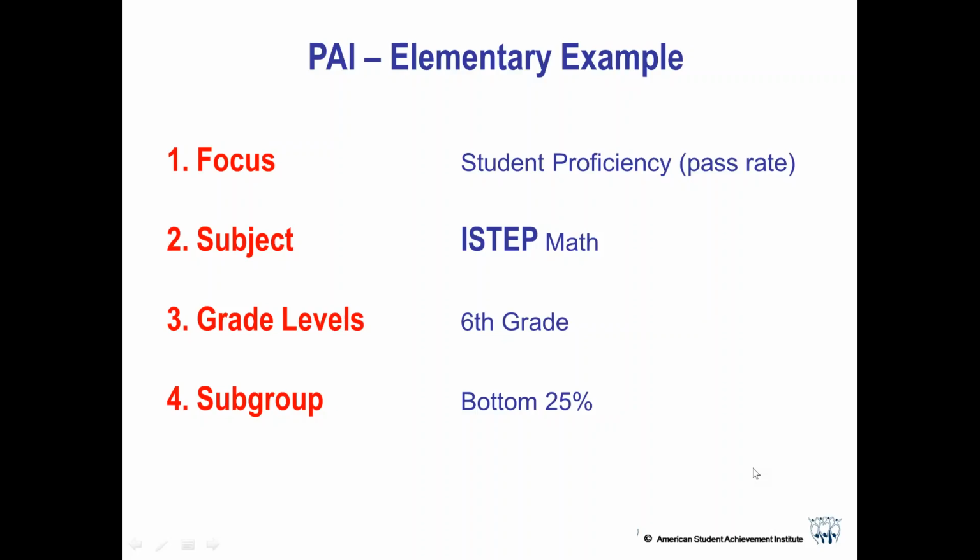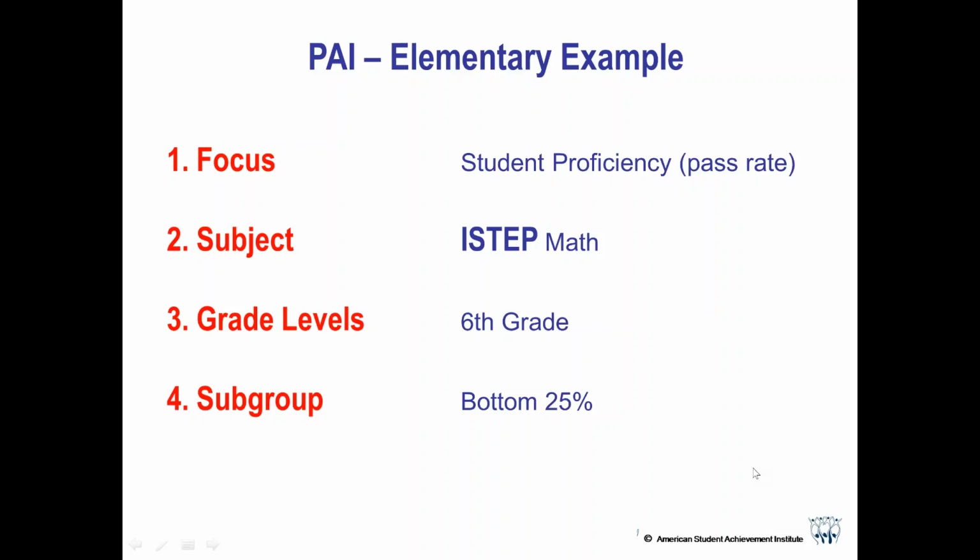And then what grade level? So I've looked at my grade level, and I know that 6th grade is kind of an issue. And am I going to focus then on my high achieving students, the top 75%, or am I focused on the bottom 25%? So I'm going to select, I want to help the kids who are the lowest achieving on this PAI. I'm going to select the bottom 25%. Again, you could have another PAI that focused on the exact same things, but this one was on the top 75%. So that's how you would design this.